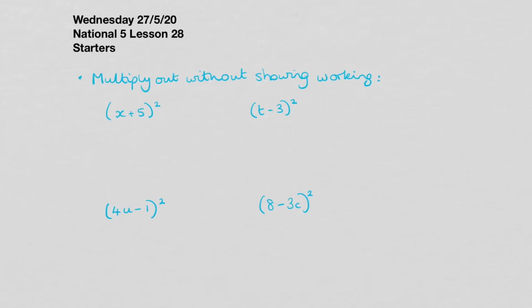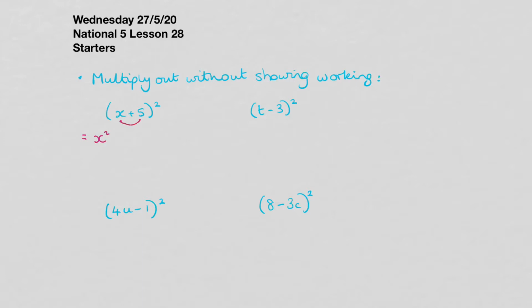Hello, we're going to do a bit of algebra practice today before we go back to our compound percentages that we've been learning about yesterday. So I want us here to be able to multiply without showing any working. Okay, so remember how we do that is we get the first thing squared, so that gives us x squared.